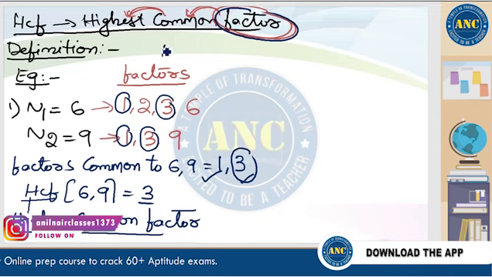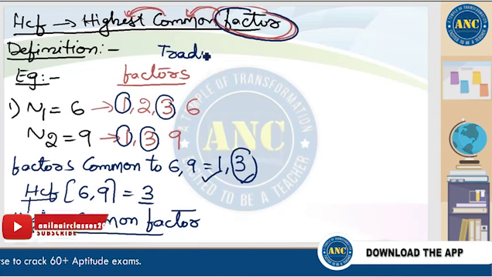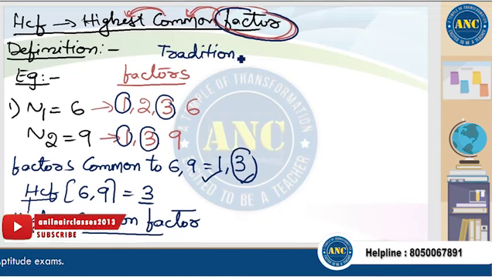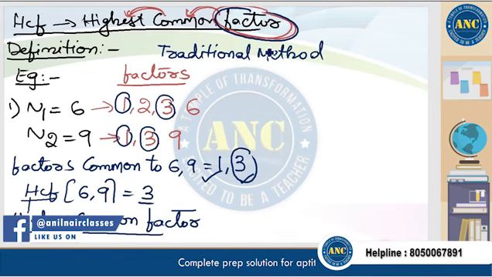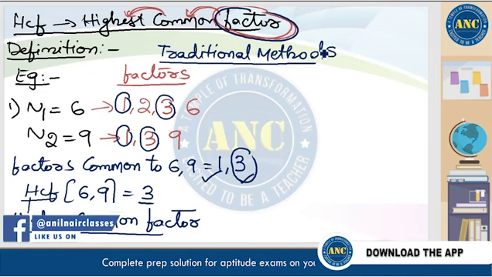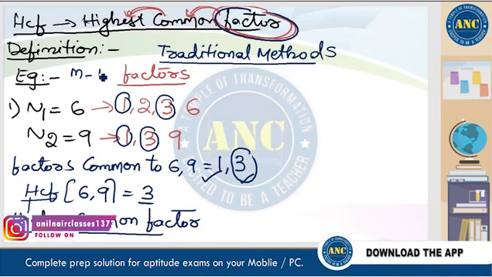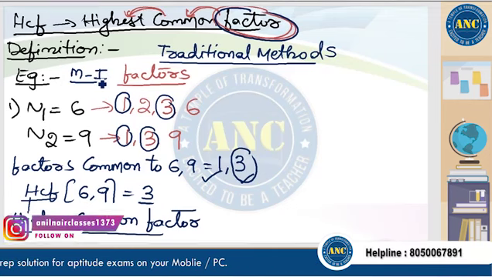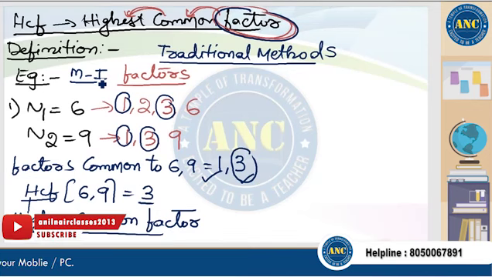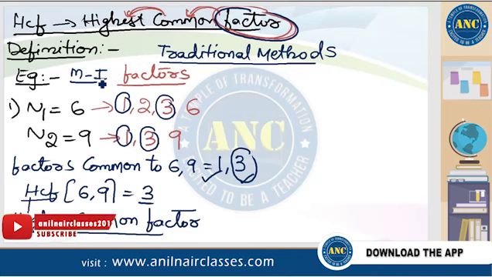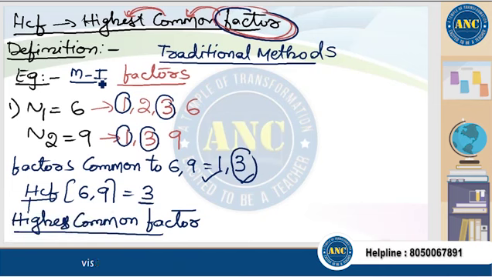Now this is the traditional method. In none of our problems we will use this method. This is just for our understanding of the concept. There are two traditional methods. This is method 1, how to find out the HCF for a given number. Simple definition: write all the factors for both the numbers, take the common factor and then take the highest.